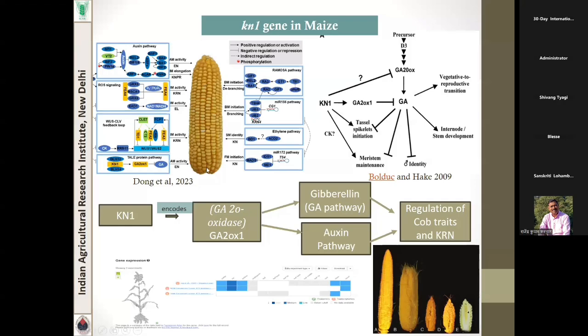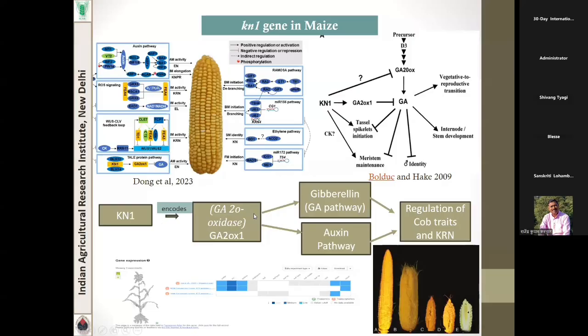For cob length, different genes are responsible. The kn1 gene is one of the important major genes, responsible for the gibberellic acid pathway, which is finally decided by where gibberellic acid is synthesized. The kn1 is controlling the gibberellic acid composition in cobs also. So we took that particular kn1 gene for understanding the cob length.